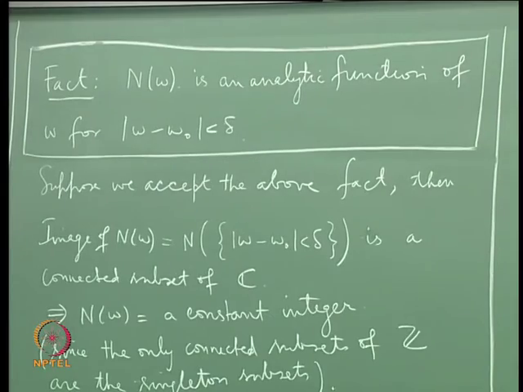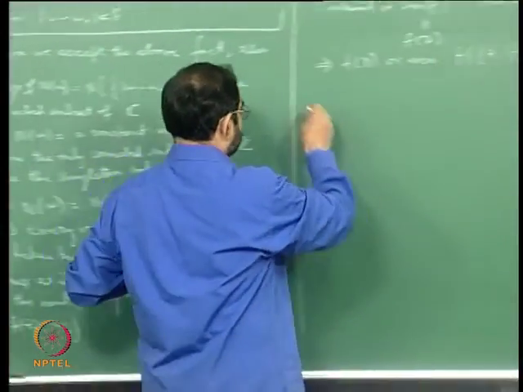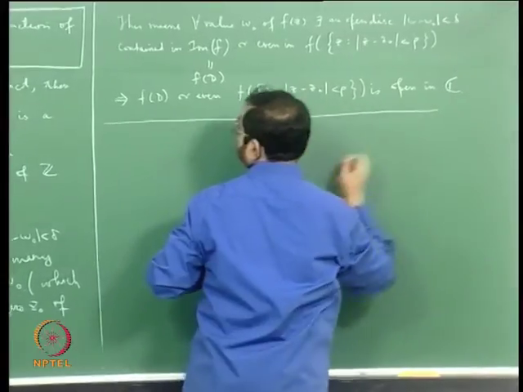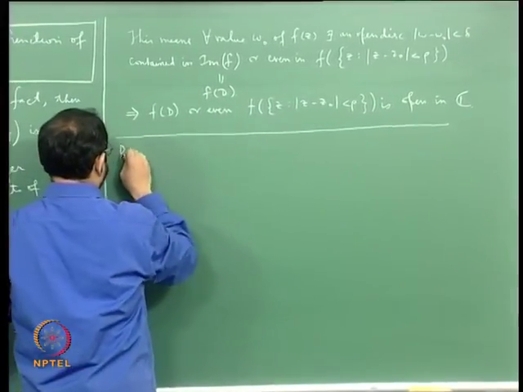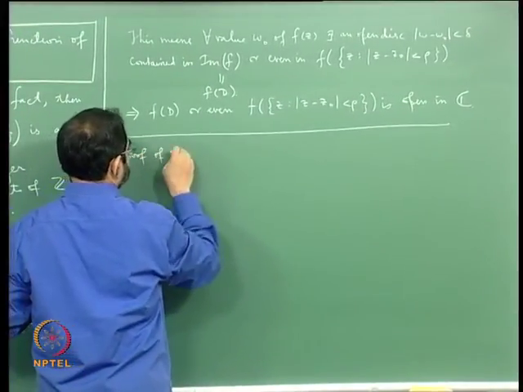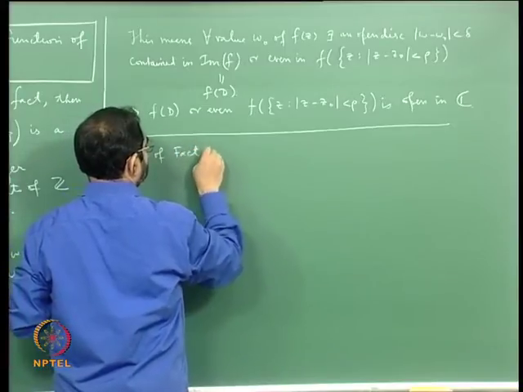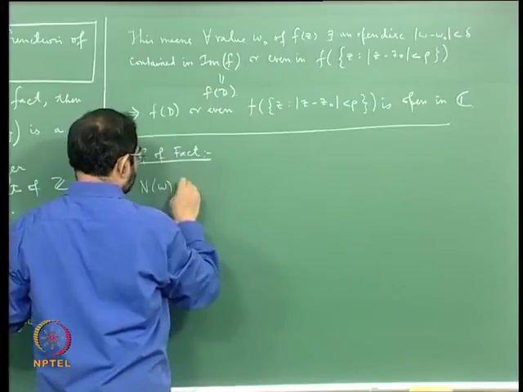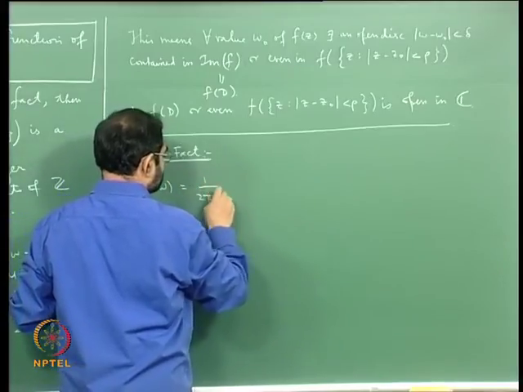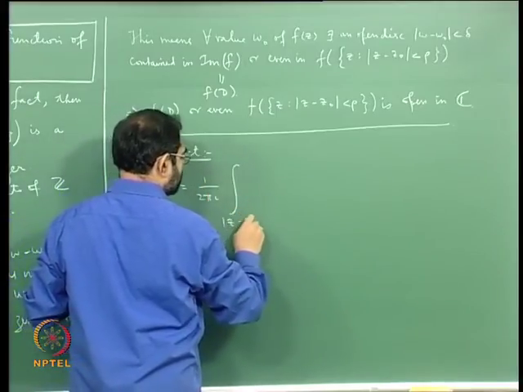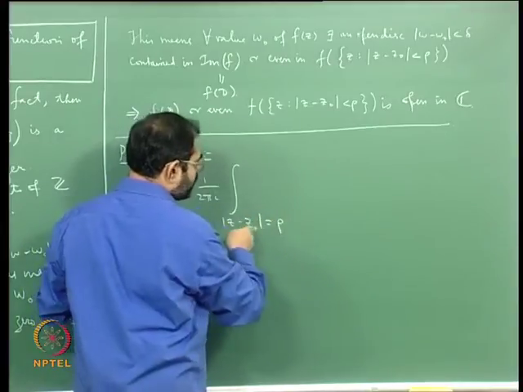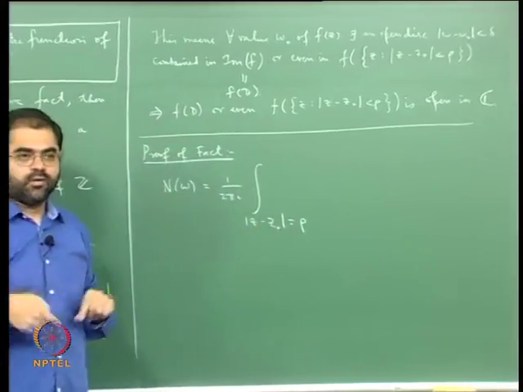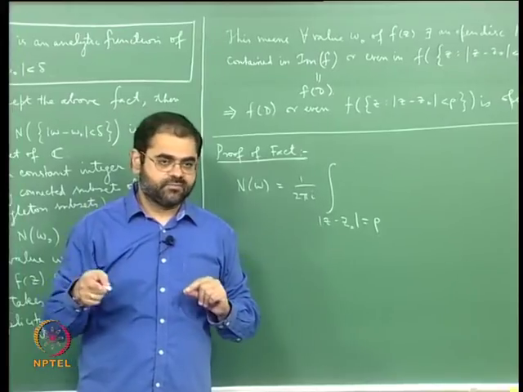So how does one do it? Let's check that fact. Proof of the fact. So let me write this down. N w is defined to be 1 by 2 pi i times the integral over mod z minus z naught equal to rho. And mind you, whenever I write an integral over a curve, you are always taking the anti-clockwise positive orientation.